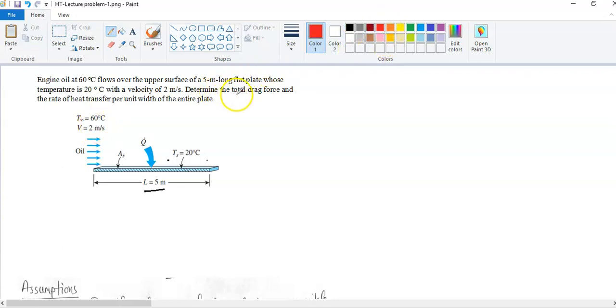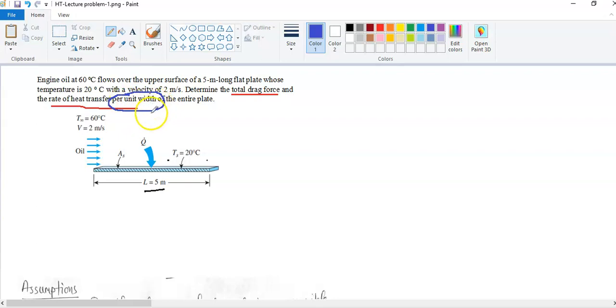What we need to calculate is the total drag force, and the rate of heat transfer. Keep this information in your mind. It is for per unit width. So sometimes we solve some problem and calculate other values, maybe the rate of heat transfer per unit length. You guys are familiar with this term, per unit length. So here you can see we need to calculate per unit width.